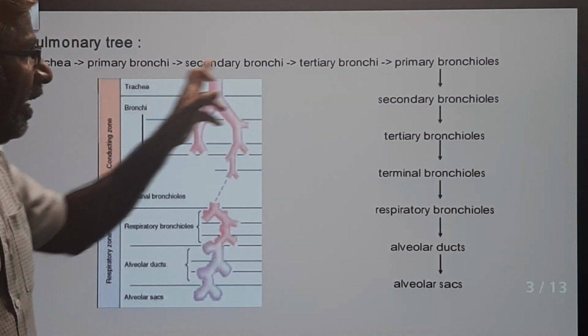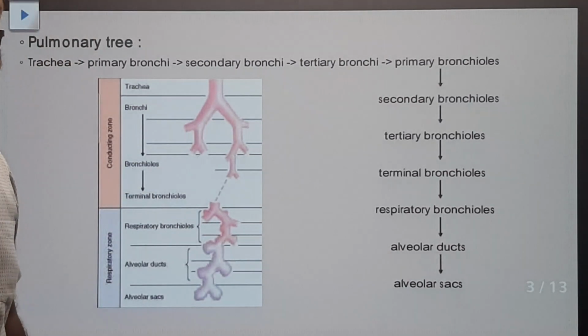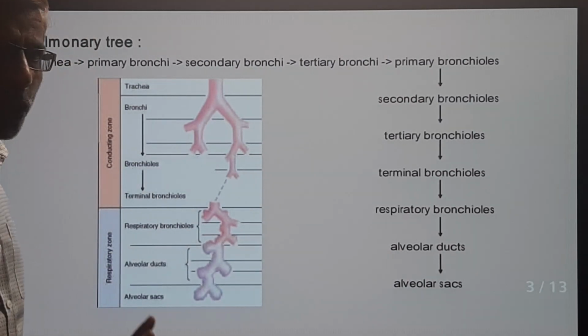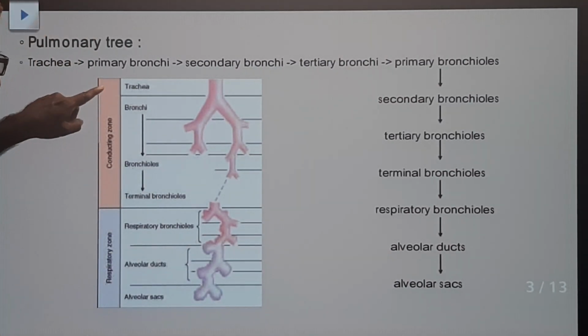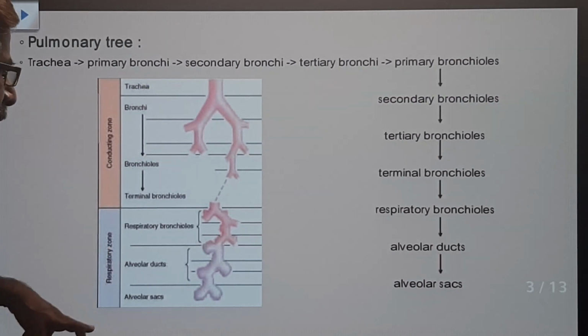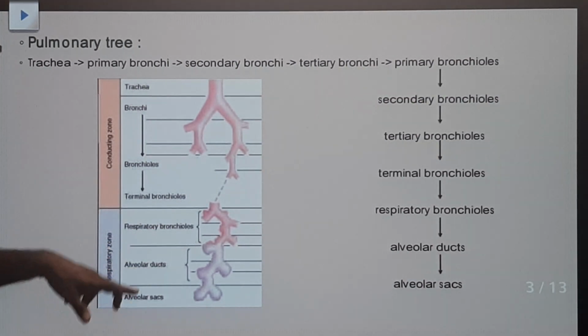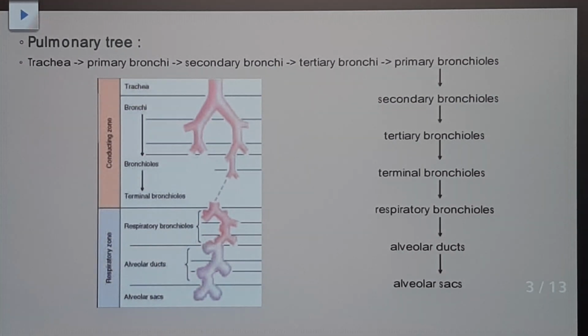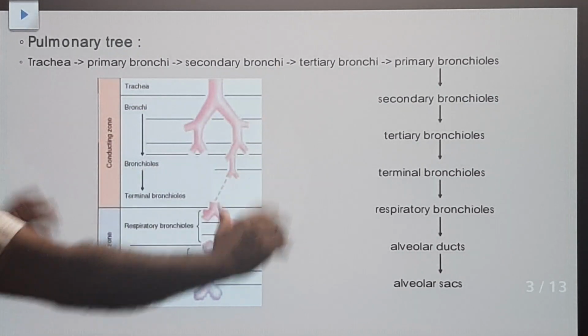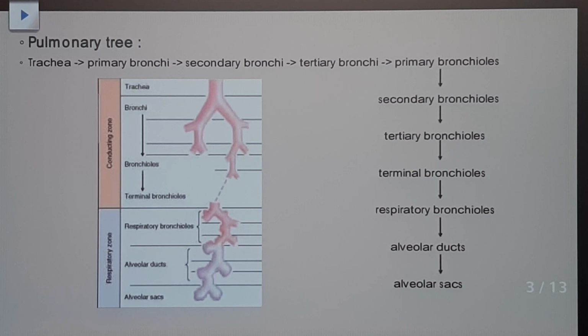So the entire path of the respiratory system is divided into two parts. One is the conducting part, from trachea to terminal bronchioles. The second is the respiratory part, which includes respiratory bronchioles, alveolar ducts, and alveolar sacs. This is about the pulmonary tree. Come on, please.